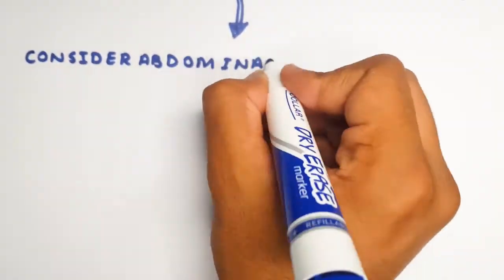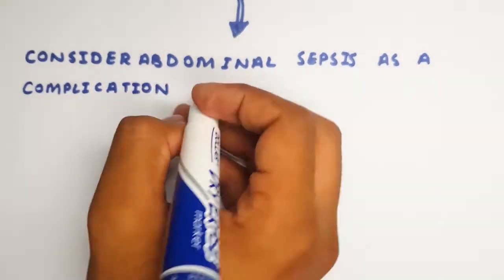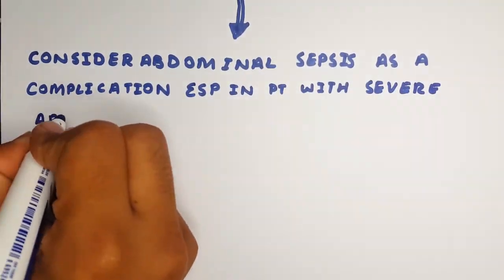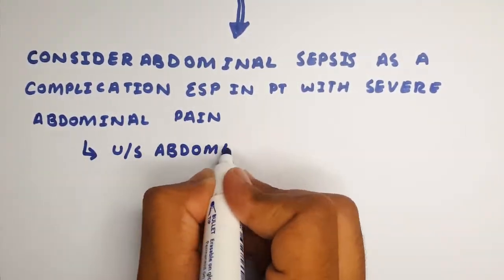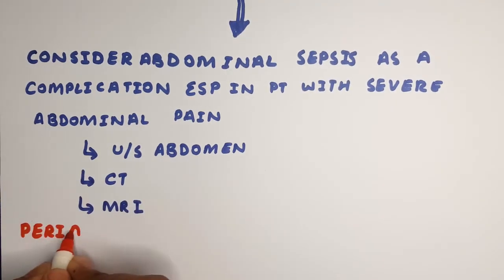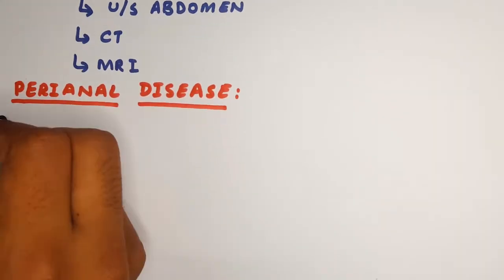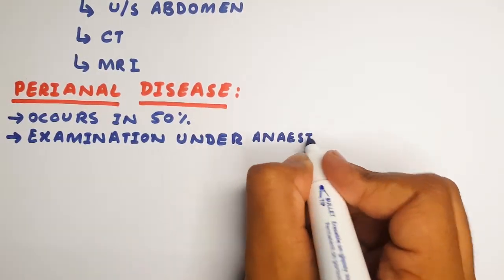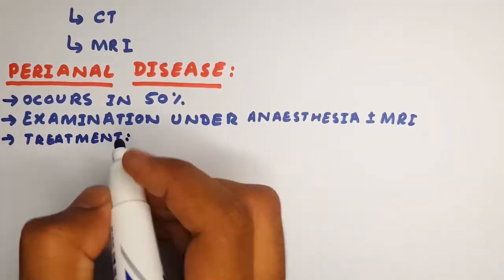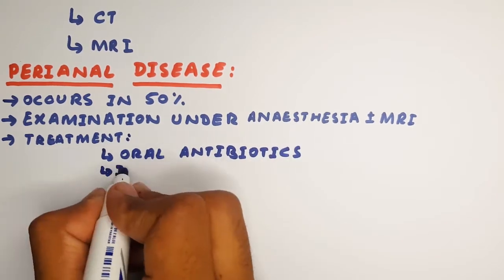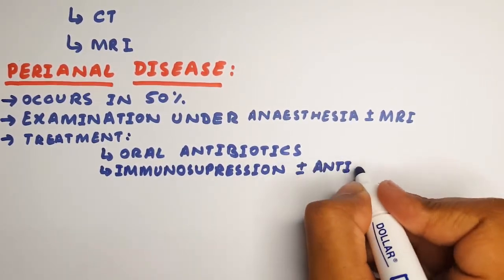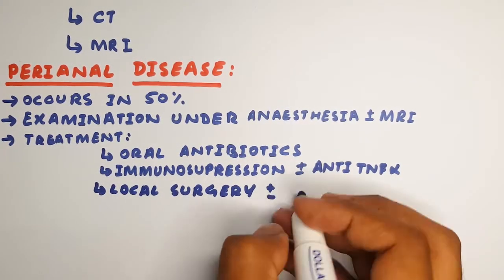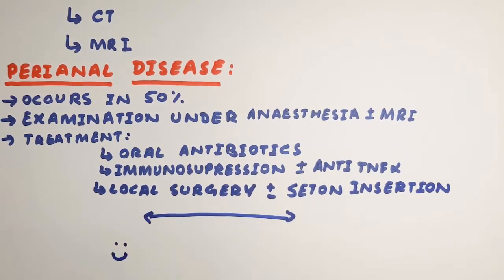If it still doesn't respond, consider abdominal sepsis as a complication, especially in patients with severe abdominal pain. We do an ultrasound abdomen, a CT, and an MRI to rule this out. In case of perianal disease, this occurs in 50% of the patients. Examination is done under anesthesia and an MRI may or may not be done. The treatments include oral antibiotics, immunosuppression, which may or may not involve anti-TNFs, and local surgery with or without seton insertion.